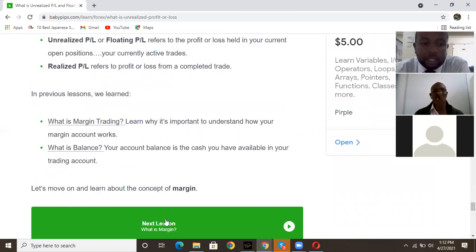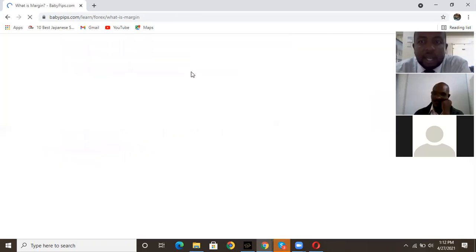So let's go to understand what really margin is. We have understood unrealized P&L and realized. Unrealized is what is floating, what's running. Realized is what you have closed, either profit or loss. So now let's see what margin is, so that we understand how the account really operates.